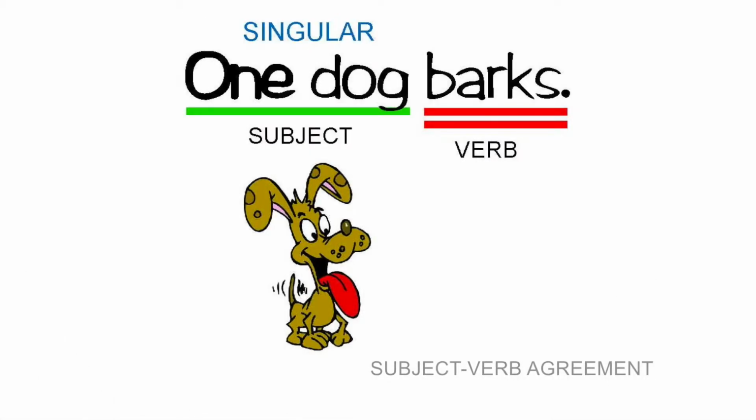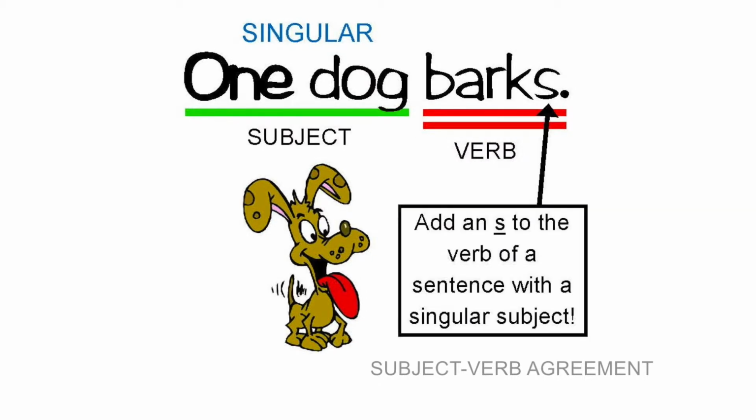One dog barks. Here we have a singular subject, dog. It's just one dog. And then the verb is barks. Notice that there's an S at the end of barks. That's because it has a singular subject. So when the subject is singular, you must add an S onto your verb.